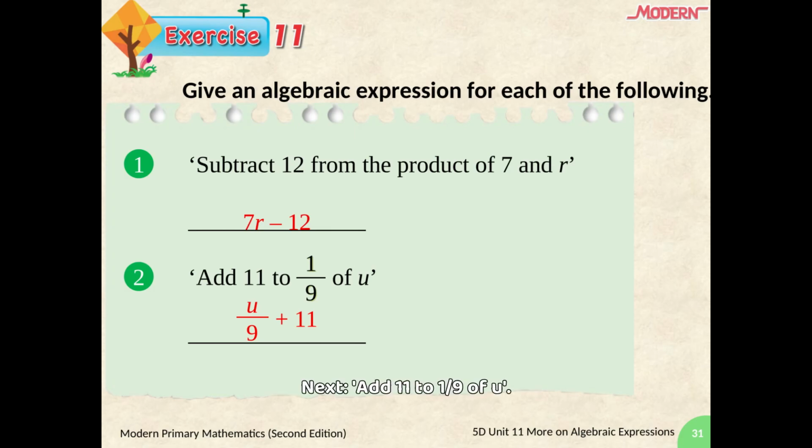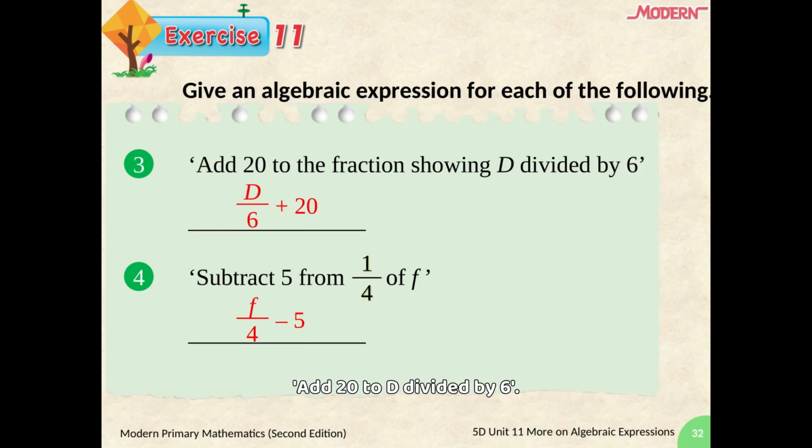Next, add 11 to 1/9 of U. 1/9 of U is just U over 9. Add 11, formula, U over 9 plus 11. Math is like a Lego instruction manual. Slide 32. Add 20 to D divided by 6. D over 6 plus 20, it's like adding an extra 20 bricks to your tower base.